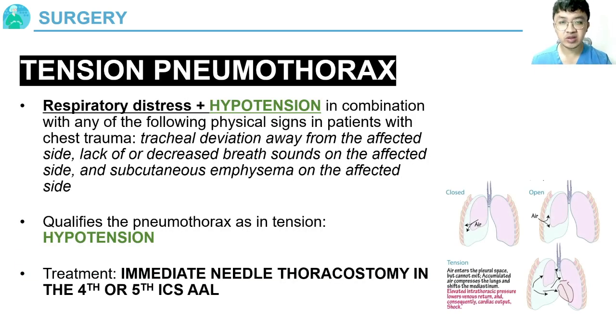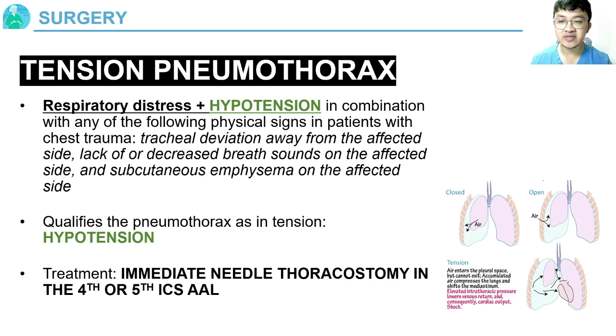So respiratory distress with hypotension in combination with any of the following physical signs, again, tracheal deviation, decreased breath sounds, subcutaneous emphysema in a patient who recently underwent trauma, gives you a high index of suspicion of tension pneumothorax. Again, just emphasizing the most important sign that qualifies pneumothorax as being in tension is hypotension. It's a decreased BP which qualifies pneumothorax as in tension.